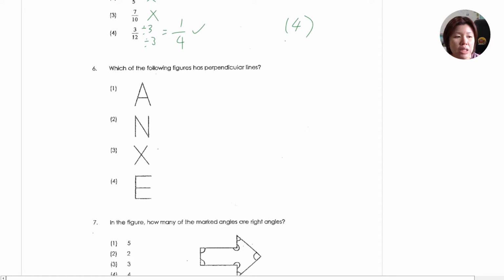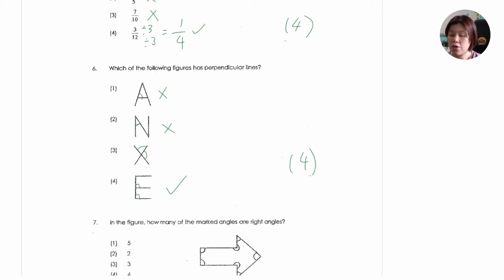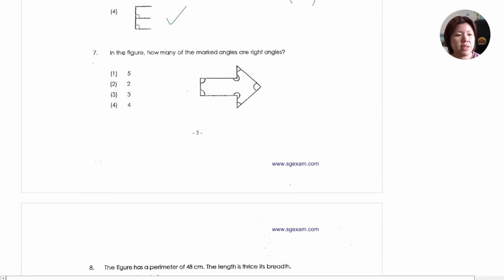Next, I want to find perpendicular lines. Perpendicular is 90 degrees. So you see A, there's both obtuse and acute angles, so unable to. N is also an acute angle. My X is more than 90 or less than 90. So the best is E. It's a 90 degree. Answer number 4.